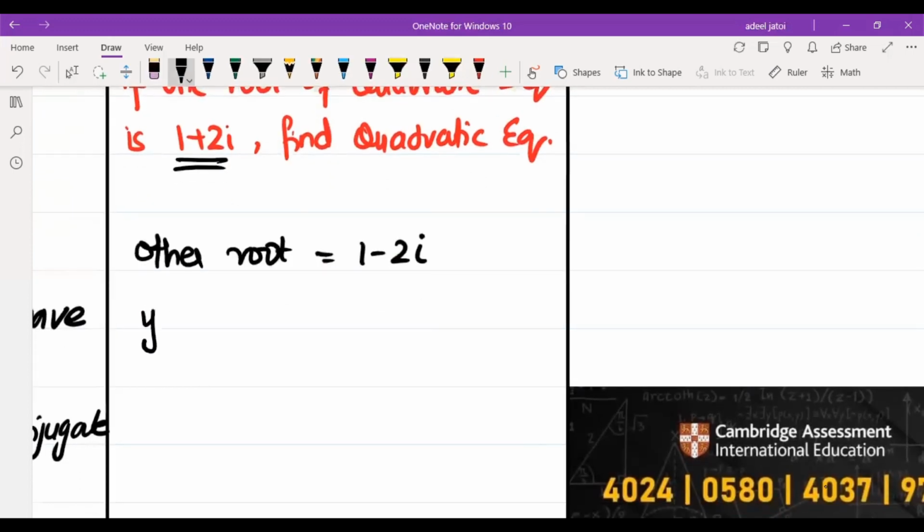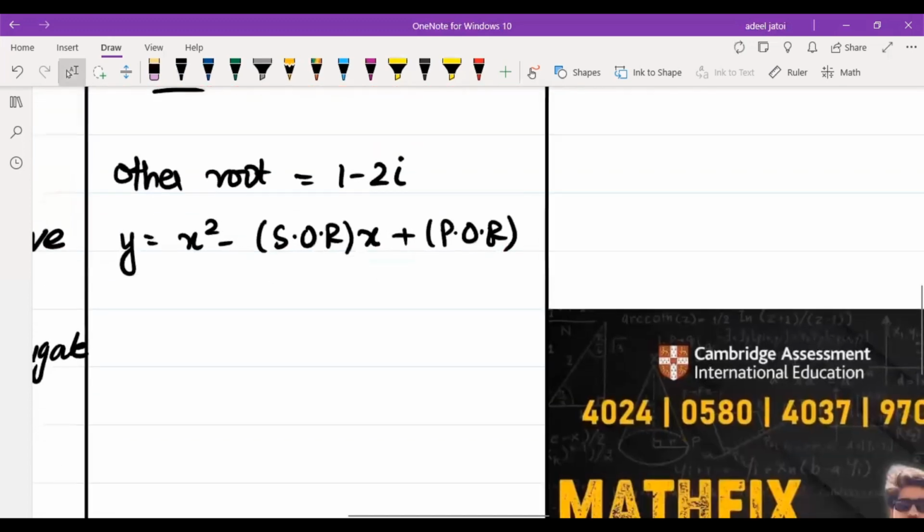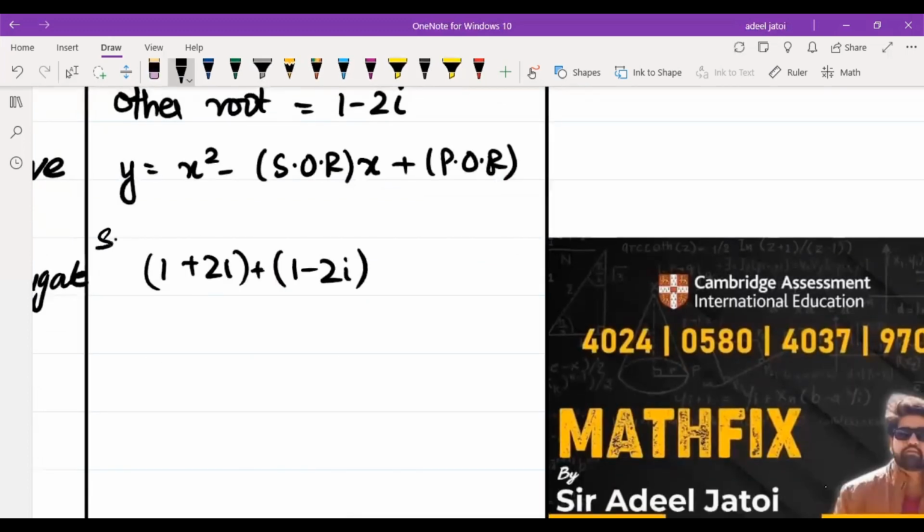Since the formula says y is equal to x square minus sum of roots x plus product of roots. So 1 plus 2 iota plus 1 minus 2 iota. So this will give me what? Sum of roots. So this should be 1 plus 2 iota plus 1 minus 2 iota.